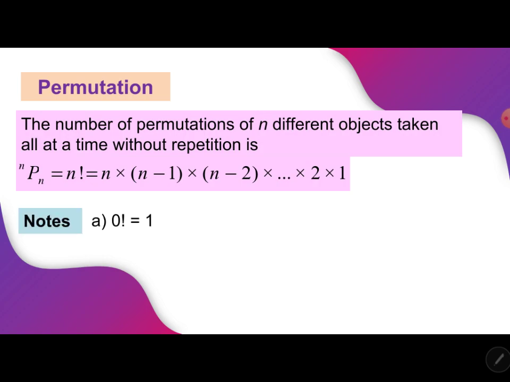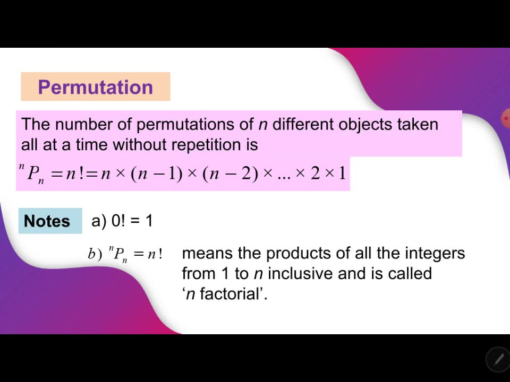Note that 0 factorial is equal to 1, and nPn is equal to n factorial, which means the product of all the integers from 1 to n inclusive, and it is called n factorial.